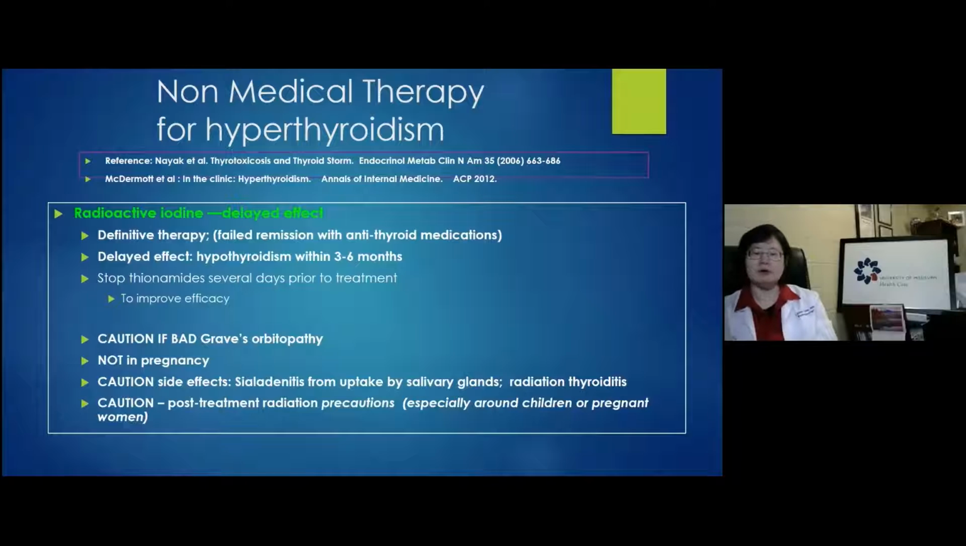Fortunately, the therapy goes quite smoothly, but we do have to realize that there are post-treatment radiation precautions for the patient to avoid young children or pregnant women. And rarely there can be salivary gland uptake or radiation thyroiditis as post-treatment problems. Unfortunately, in my experience, especially here in the US where this is used so commonly, that is quite rare, and it is thought to be an effective and definitive option.